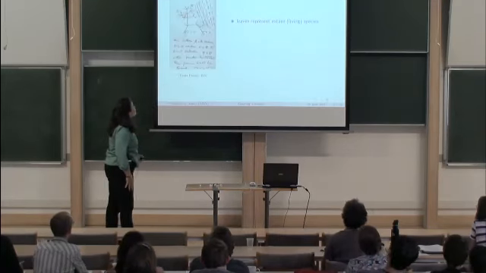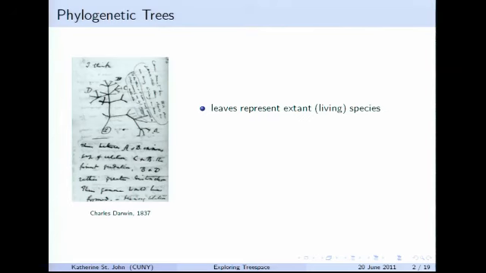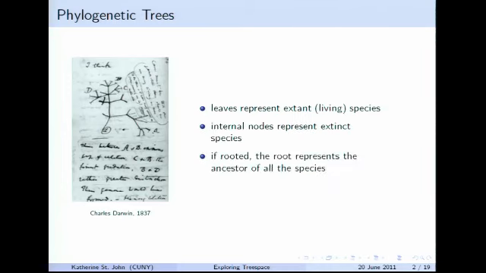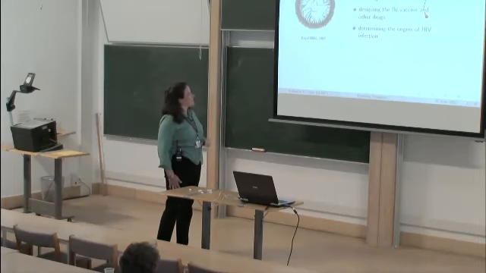I wanted to start by just saying what a phylogenetic tree is, and I will go quickly through this. So here's part of Charles Darwin's diaries. I picked this up from the American Museum of Natural History. Leaves represent extant species, as always, and internal nodes represent extinct species, and if rooted, the root represents the ancestor of all species. When I'm thinking about trees, I'm not going to worry about the root. I'm sorry, I know people care. I'm not going to think about it.